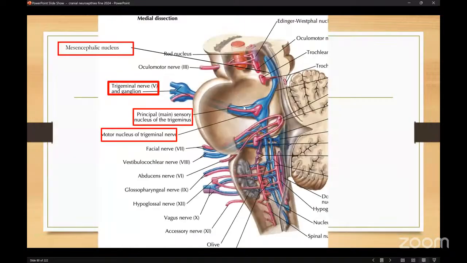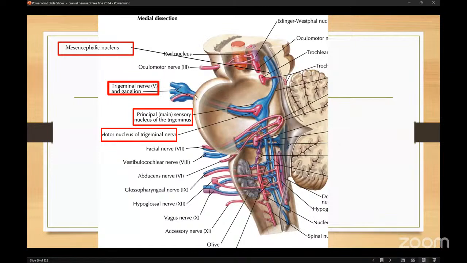Here you can see this is the principal sensory nucleus. Then this is the mesencephalic nucleus, which goes into the midbrain. The principal sensory nucleus is in the pons, and this is the spinal nucleus and spinal tract of the trigeminal nerve, which carries pain and temperature sensations. The principal sensory nucleus carries touch, proprioception, and general sensations from the mucosa and face. The mesencephalic is mainly responsible for joint position, vibration, and jaw jerk. And this is the motor root, which gives rise to the small motor root of the trigeminal nerve.